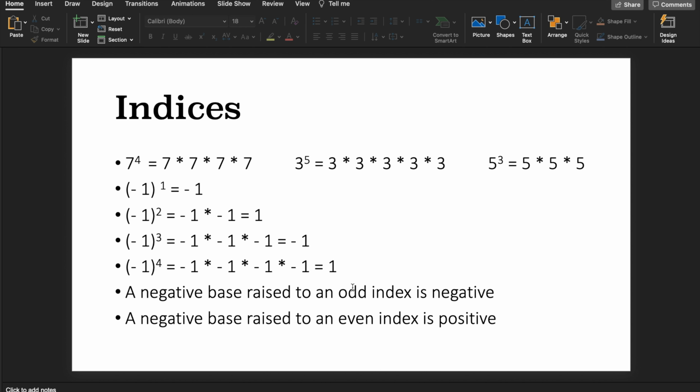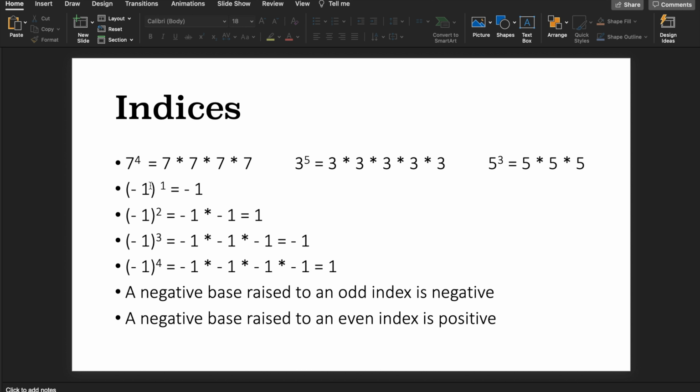And now let's look at this one. Minus 1 to the power of 1 is minus 1. But then minus 1 to the power of 2 is minus 1 into minus 1 equals 1. And then minus 1 whole to the power of 3 would be minus 1 into minus 1 into minus 1, that would be minus 1. And then minus 1 to the power of 4 would be minus 1 into minus 1 into minus 1 into minus 1. That would be 1, because a negative number multiplied by a negative number would be positive, so a positive into a positive would be a positive number. So this is what we have derived.